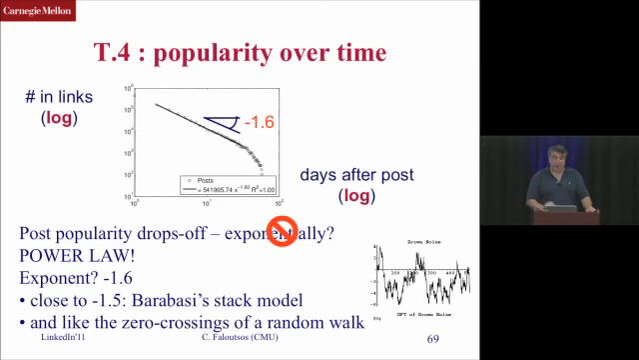It turns out that the time intervals between shopping events follow a power law with slope 1.5 in this example, which is tantalizing because the zero crossings of a random walk also follow a power law with minus 1.5 exponent. This is a theorem about random walks from Feller.